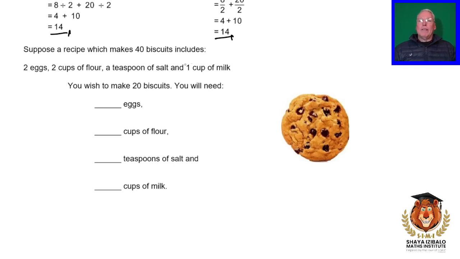Suppose we're making a recipe which makes 40 biscuits. Okay. So now we don't want to make as many as 40 biscuits. We only want to make 20 biscuits. So which bits of the recipe must we halve? All of them, of course. We can't halve some of them and not the others. The biscuits will taste horrible. So we're now going to have 1 egg, 1 cup of flour, half a teaspoon of salt, and half a cup of milk.